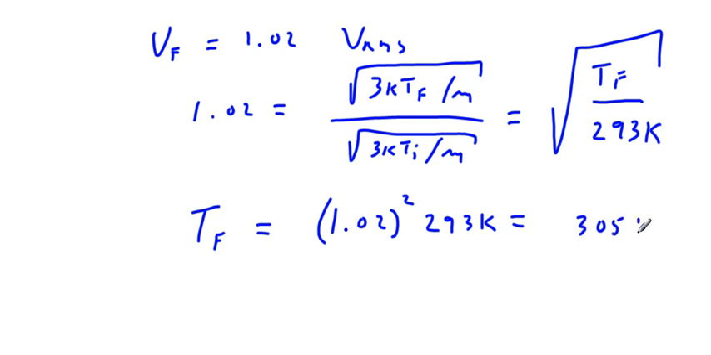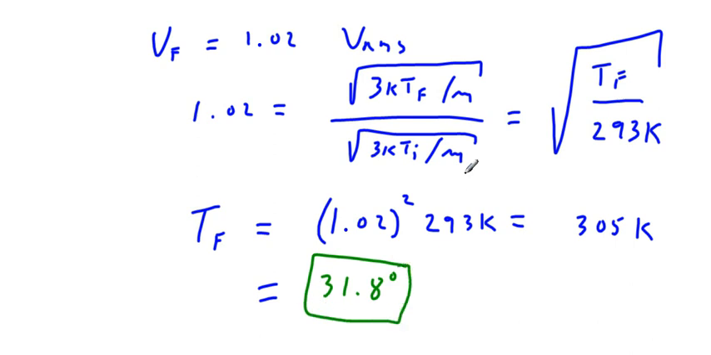And I end up with 305 Kelvin. And then I say, well, my original temperature was in Celsius, so I should probably put my final temperature in Celsius. So I'm going to subtract 273 from that, and I'm going to have 31.8 degrees when I keep all the numbers in my calculator. Do I have 3 significant digits? I guess I do, so I'd keep 3 significant digits in my final answer. Okay, so that's problem number 8.